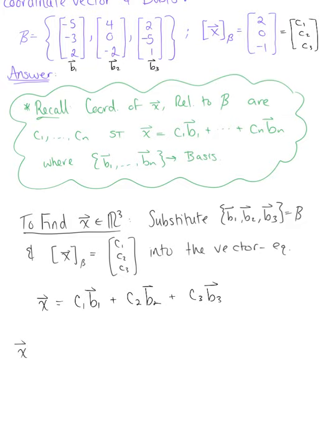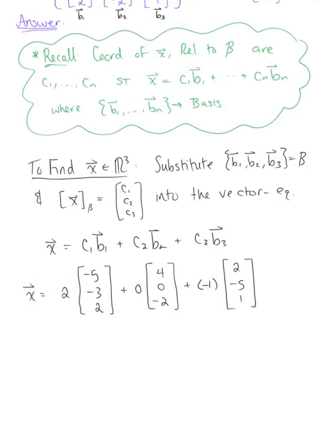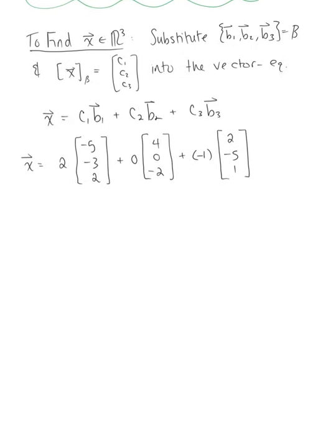We have vector x is equal to scalar 2 multiplied by the column vector negative 5, negative 3, 2. Then we have plus scalar 0 multiplied by the column vector 4, 0, negative 2. And last but not least, this is plus a scalar negative 1 multiplied by the column vector 2, negative 5, 1. And so now we're ready for a little vector arithmetic.